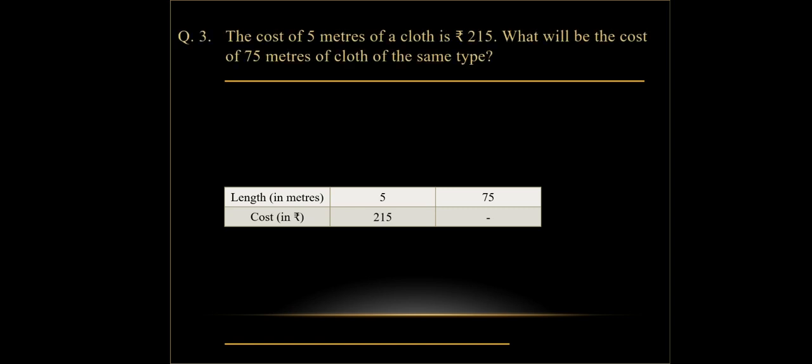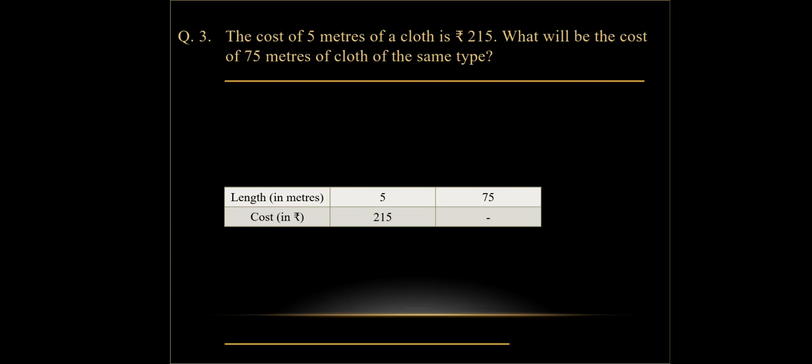Question number third. In question number third, the cost of 5 meters of cloth is rupees 215. What will be the cost of 75 meters of cloth of the same type? Generally, when you go to the market, you buy some clothes or something else like ribbon or lace, whatever. Then you ask the shopkeeper, what is the rate of it?